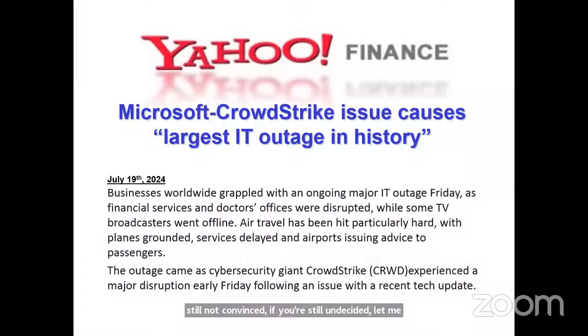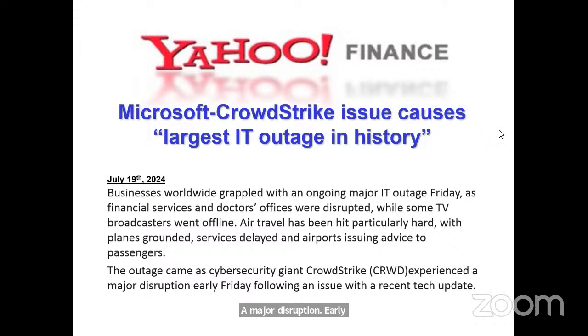All right. Yahoo Finance reported on Friday, just this past Friday, and we all remember this, Microsoft CrowdStrike issue causes largest IT outage in history. This was Friday, July 19th. Businesses worldwide grappled with an ongoing major IT outage on Friday as financial services and doctors' offices were disrupted, while some TV broadcasters went offline. Air travel has been hit particularly hard, with planes grounded, services delayed, and airports issuing advice to passengers.